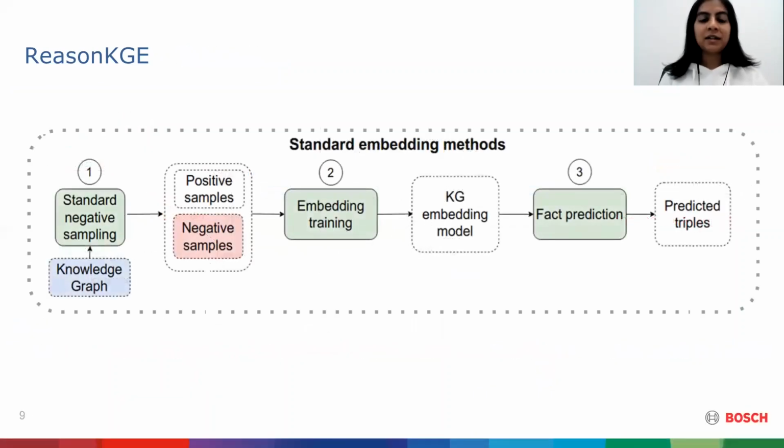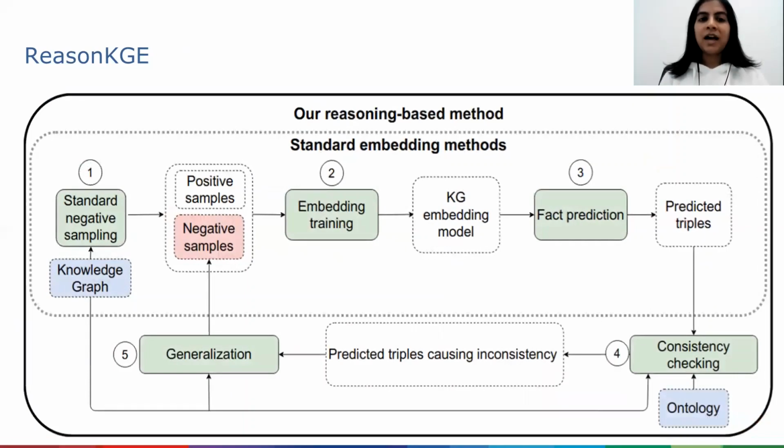So here we have a standard embedding method where a default negative sampling technique is used to train the model in the first iteration. Then we have a reasoning-based method, ReasonKGE, which, starting from this base embedding model, will perform consistency checking with the help of the ontology, detect the inconsistent predicted triples, and then generalize them to create a set of negative samples. This set of negative samples can be used for a further iteration of training of the embedding model. This way, multiple iterations can be performed. Within each iteration, the negative samples will be dynamically generated.